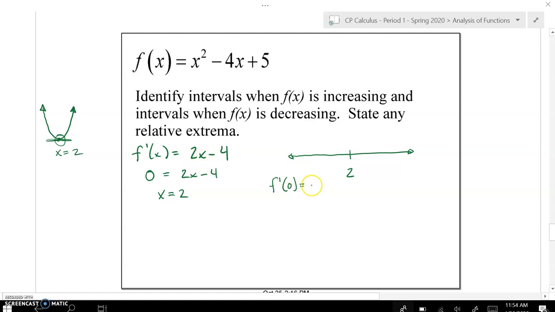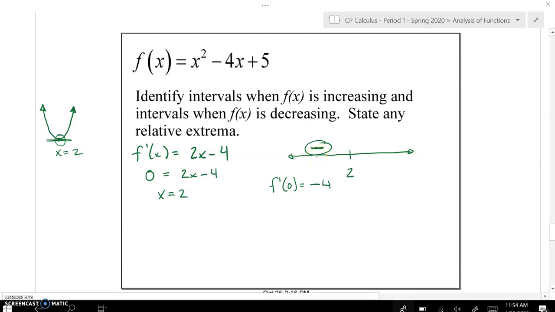And really, we care more about the negative than anything. It's a negative 4, but we care about the sign more than anything else. The sign on this interval tells me that leading up to x equals 2, if I'm going from left to right on my graph, the graph is decreasing because I'm getting negative slopes.